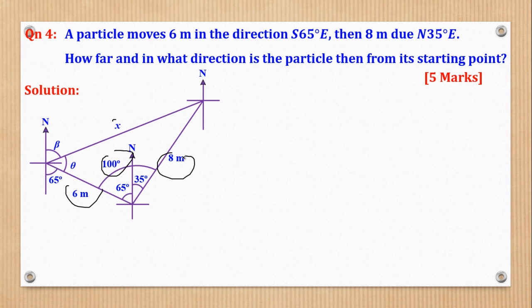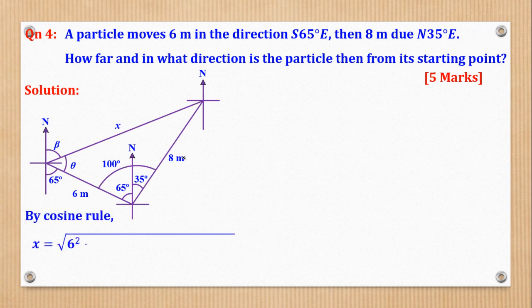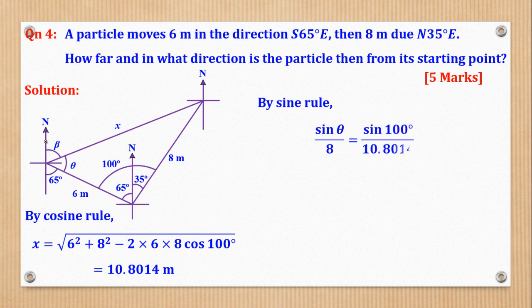So I'll come here and say, by cosine rule, x will be equal to 6 squared plus 8 squared minus 2 times 6 times 8 cos 100, which is here. Use a calculator, you come up with the distance they wanted. Then for direction, we need to first get theta. Using sine rule, sine theta over 8 is equal to sine 100 over x, which is 10.8014. Then make theta the subject, you come up with this angle at 2 decimal places.